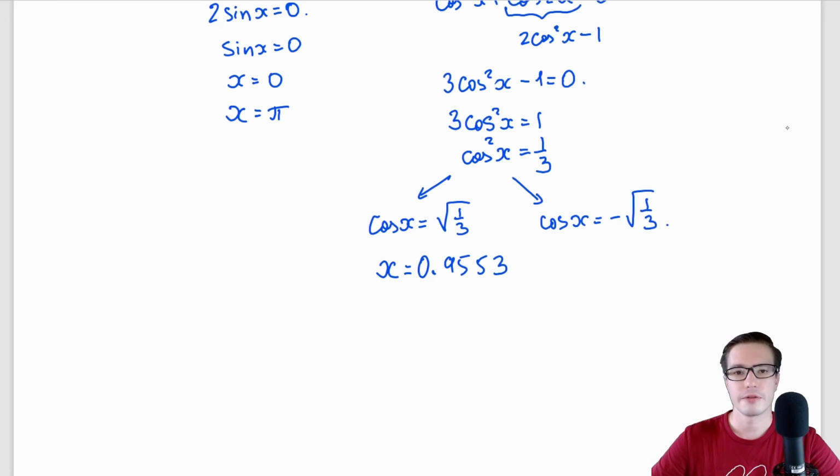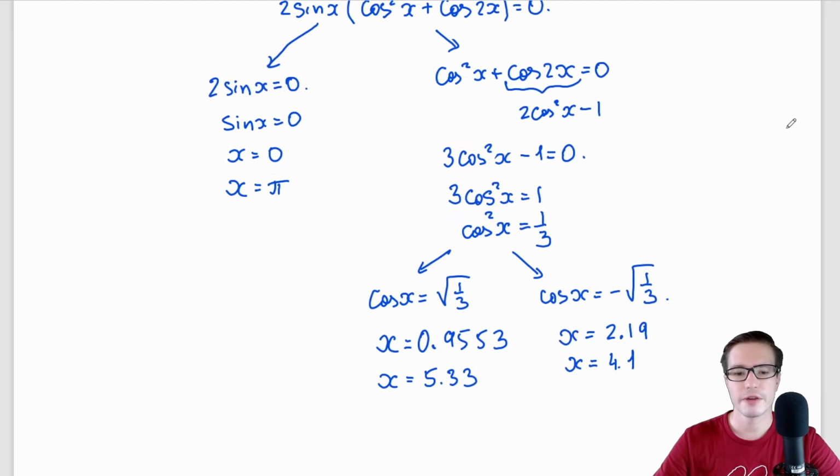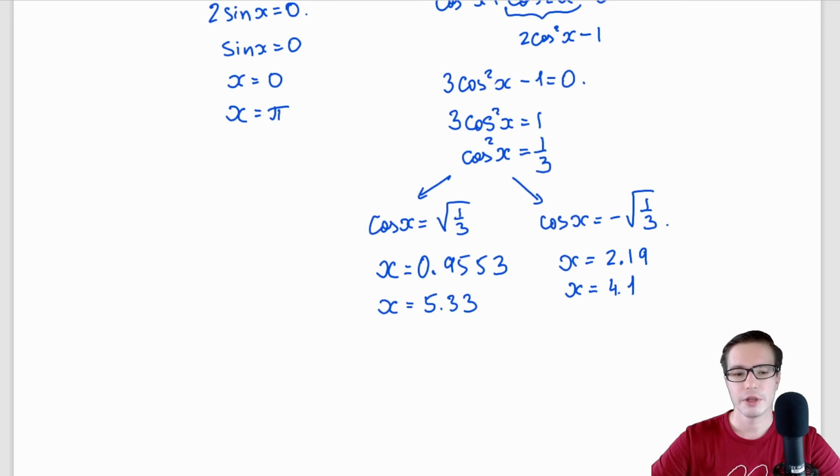0.9553. And for cosine, we can do 2 pi minus the first value. And for this one, we'll get 2.19. And again, 2 pi minus the first one will give us 4.1. Now our answer should be in between 0 and pi over 2. Pi over 2 will be approximately 1.5, so only this solution works.